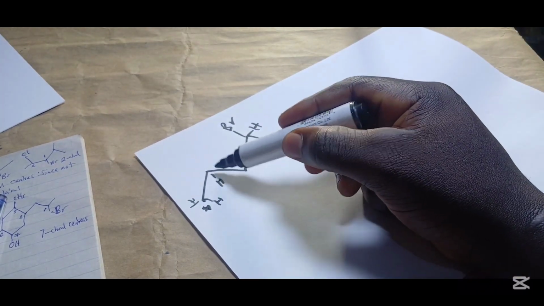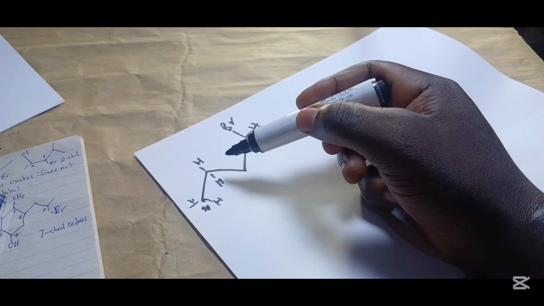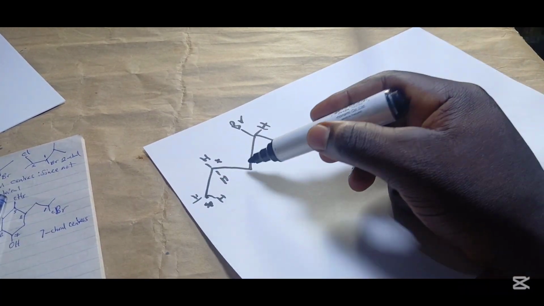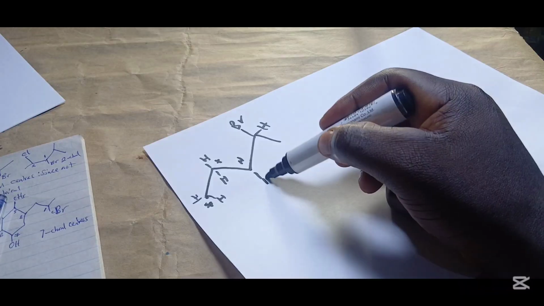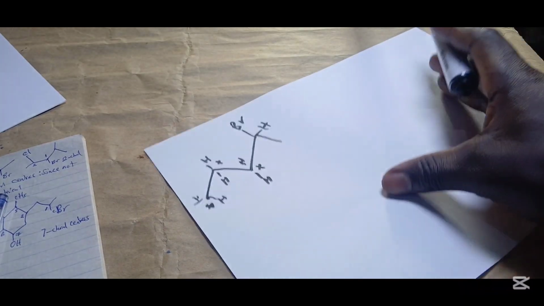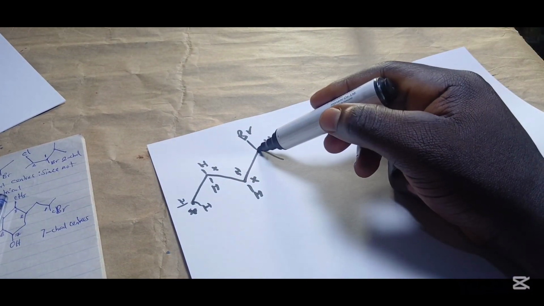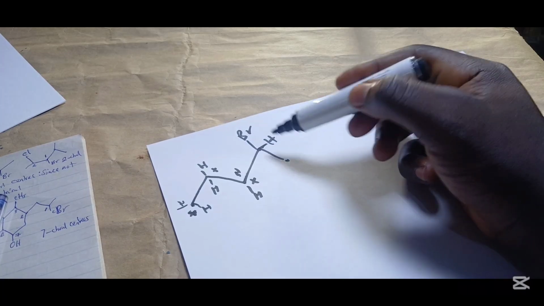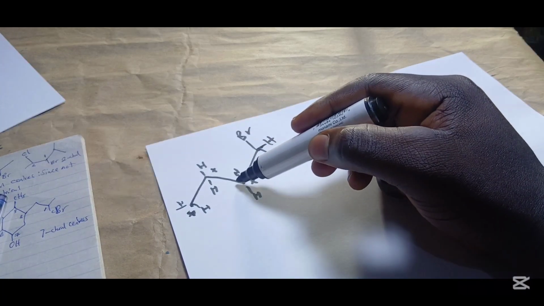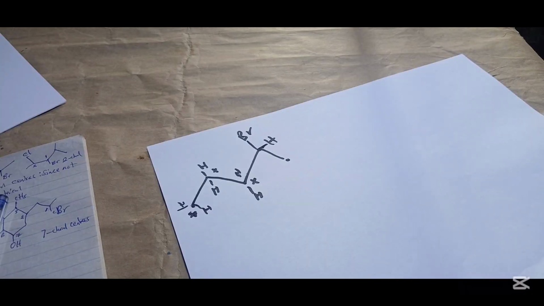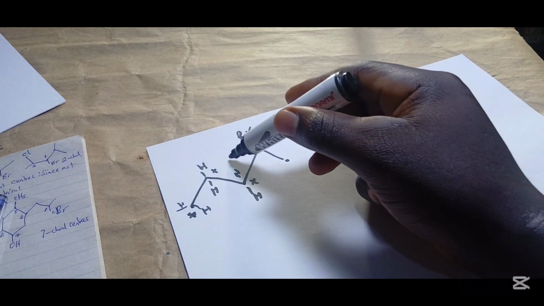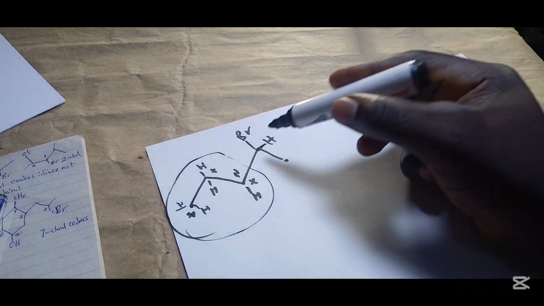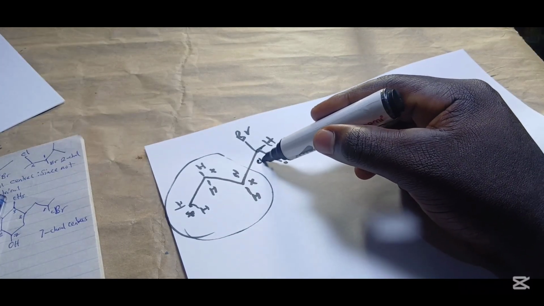Here there are 2 hidden hydrogens, so this carbon is not chiral because we have hydrogens repeating. Here too the same, so this carbon is not chiral. So look at this carbon, it has hydrogen, a methyl group, a bromine, and a propyl group. So this carbon atom here is chiral.